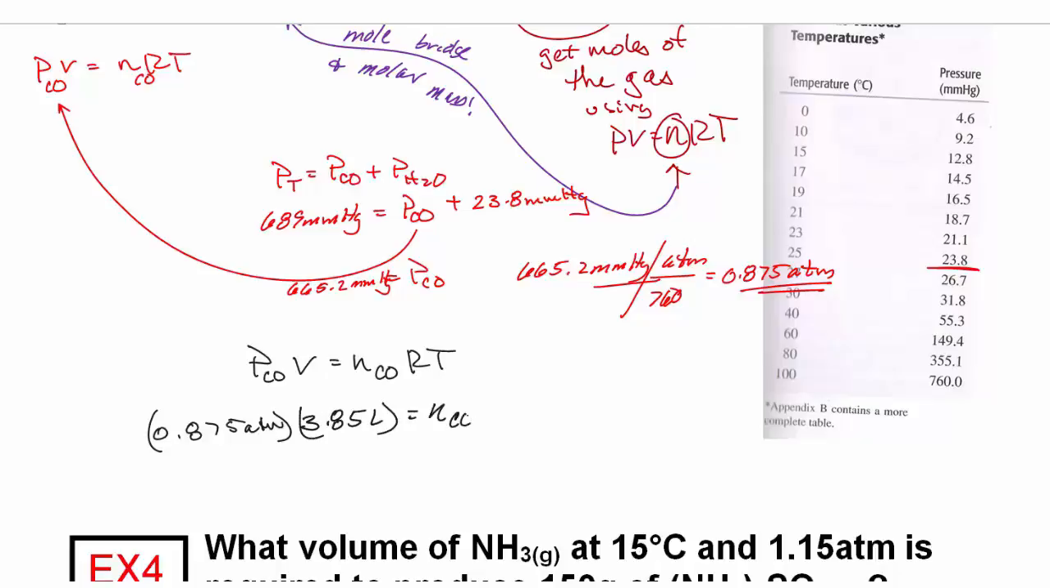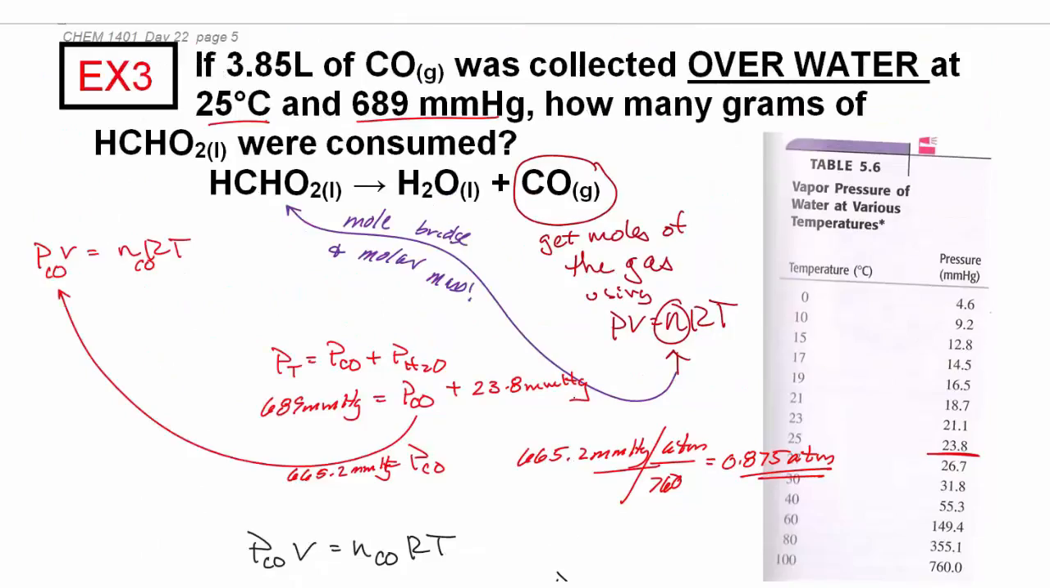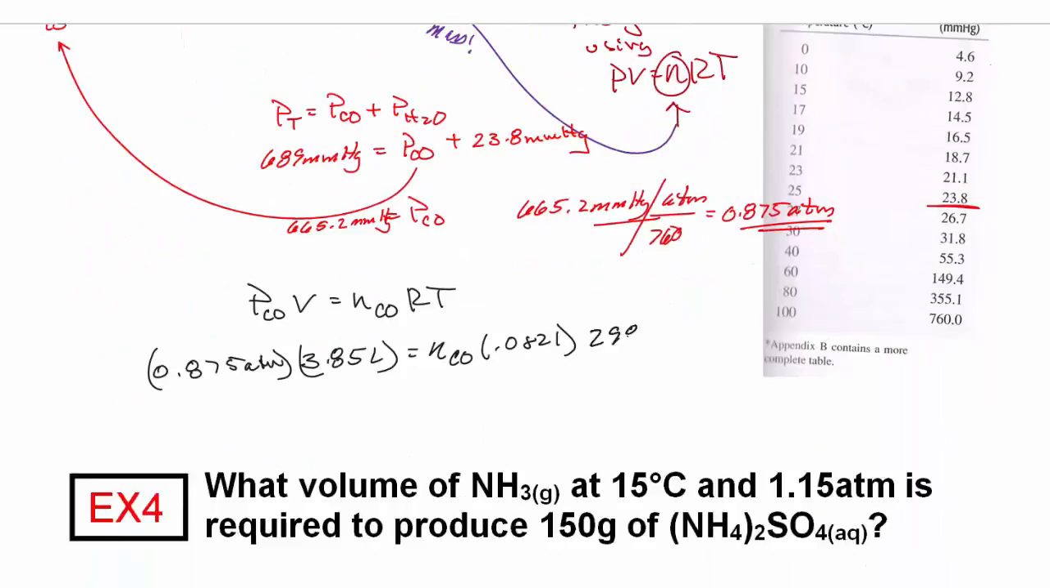And that's equal to the number of moles of carbon monoxide. The gas constant, and temperature was 25 degrees, 298 Kelvin. So what's my number of moles of my carbon monoxide? 0.875 times 3.85 divided by 0.0821 divided by 298, about 0.138 moles. Okay, so now I can use my mole bridge to get my final answer.